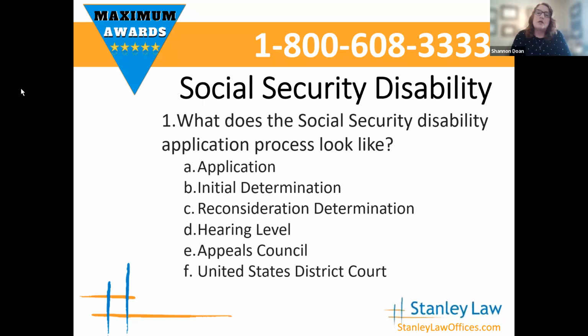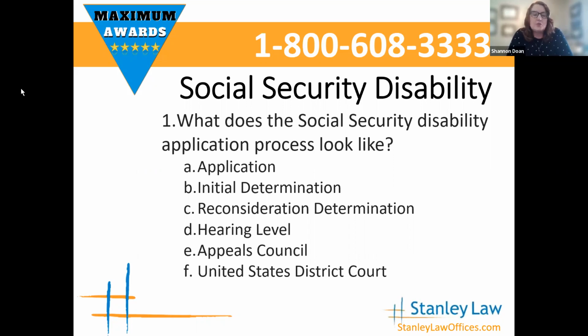And then Social Security will make what is called an initial determination, where they will grant your application, find you disabled, or they will deny your application, meaning that they are saying that you are not disabled. It typically takes anywhere from 2 to 5 or 6 months to get this initial decision back.